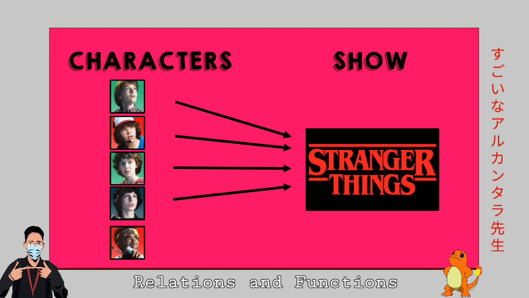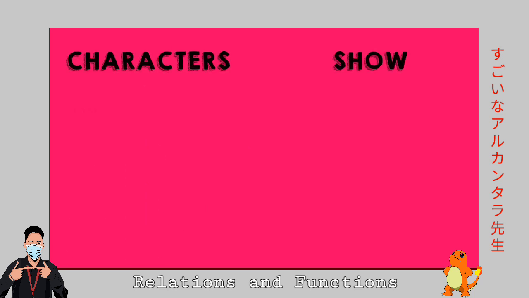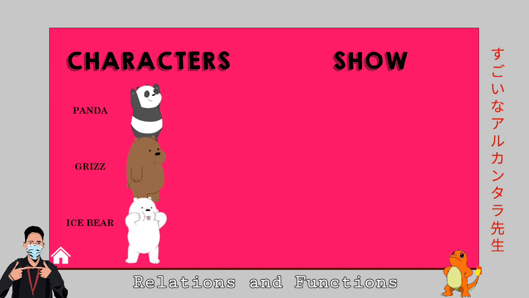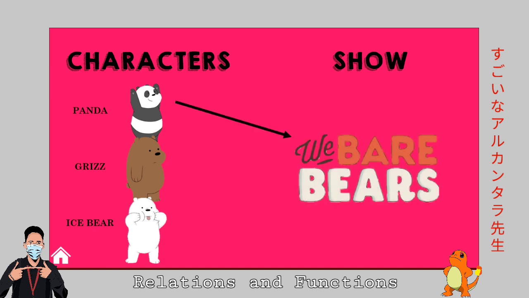And then Lucas. They're all under Stranger Things. And lastly, we have these characters from We Bare Bears. Panda, Grizz, and Ice Bear. They're all under We Bare Bears.